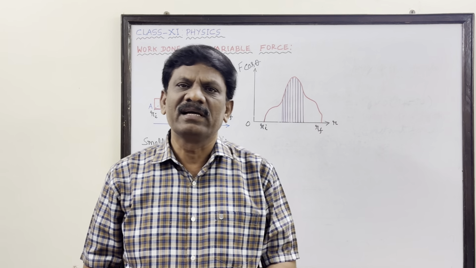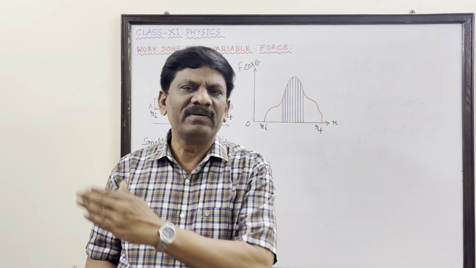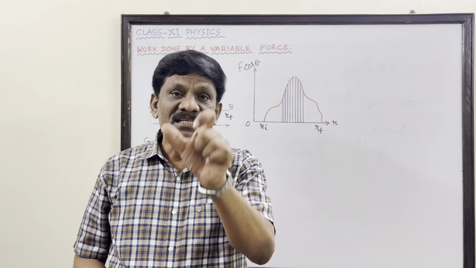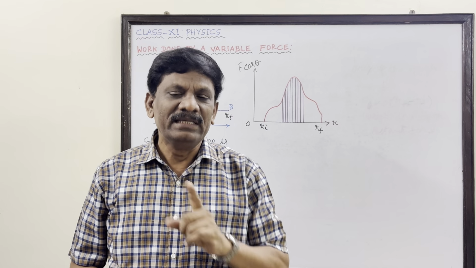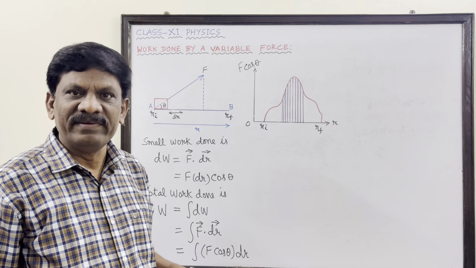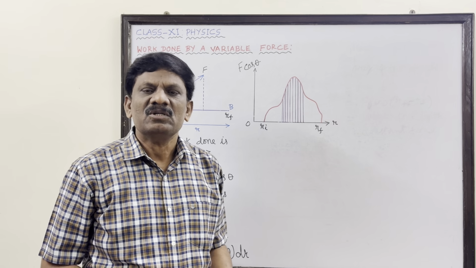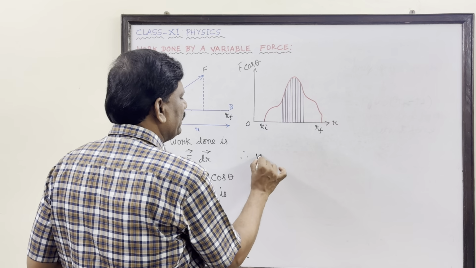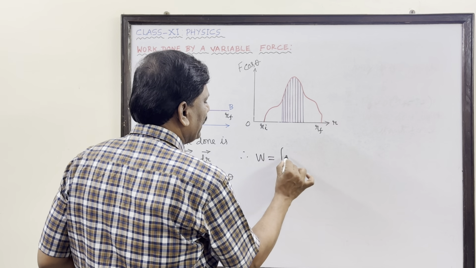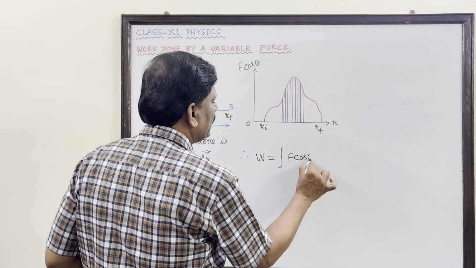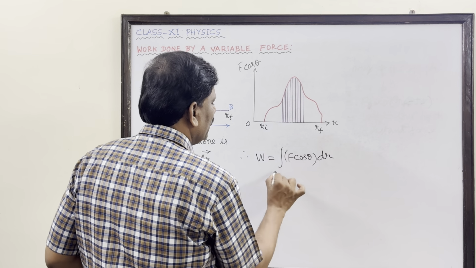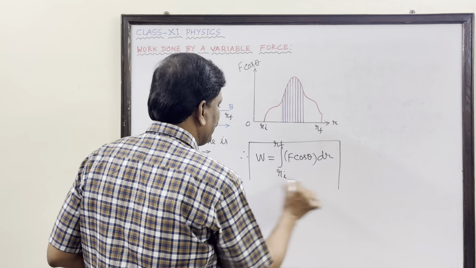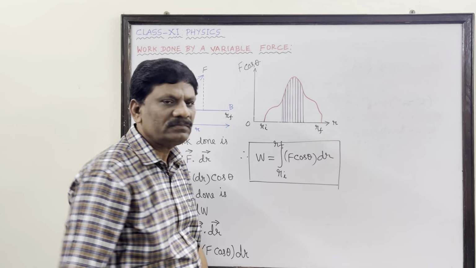If the force is a constant force, then F and theta can be taken out of the integral because the displacement only is a variable. But in this case, the force also is a variable along with the displacement. So we cannot take F cos theta out of the integral. Therefore, the total work done in this case is equal to the integral of F cos theta dr between the limits r initial to r final. So this is the expression we have to integrate.